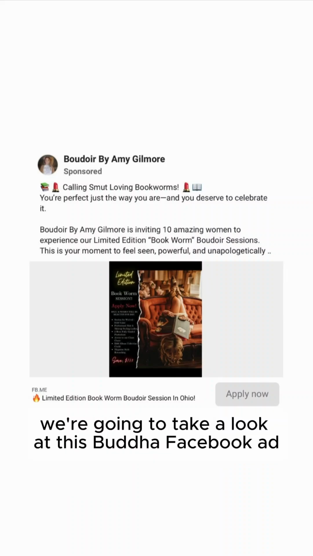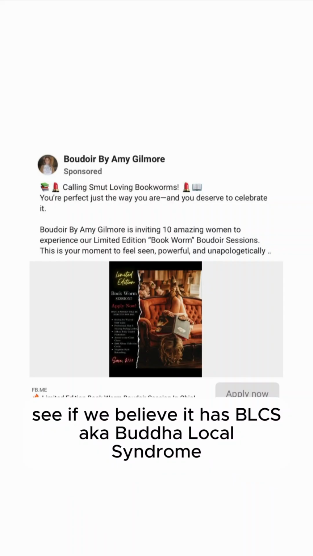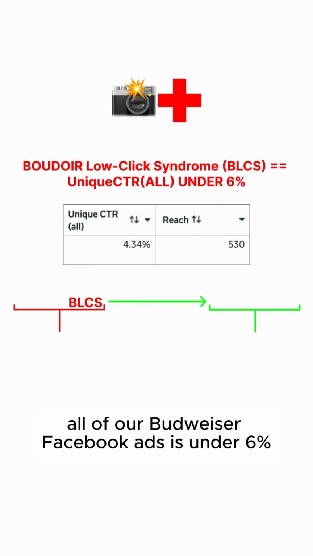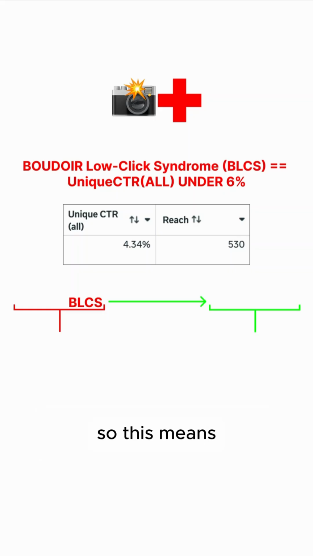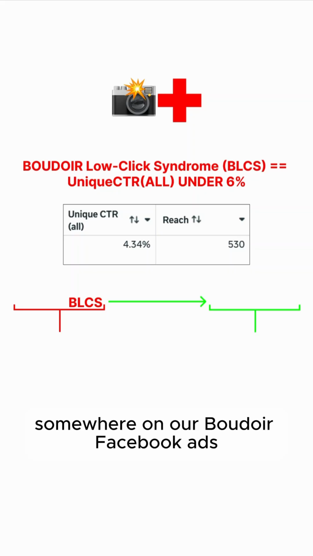All right, we're going to take a look at this Boudoir Facebook ad, diagnose it, see if we believe it has BLCS, aka Boudoir low click syndrome. BLCS is when the unique CTR on all of our Boudoir Facebook ads is under 6%. This means fewer than 6 out of 100 women are clicking somewhere on our Boudoir Facebook ads.